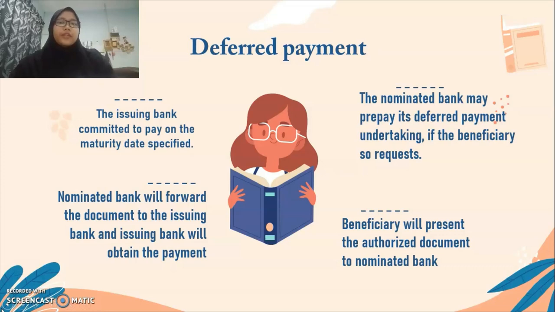Deferred payment. If a credit is available with a nominated bank by deferred payment, the nominated bank may honor by incurring a deferred payment undertaking for a complying presentation. By incurring a deferred payment undertaking, the nominated bank undertakes to pay the beneficiary at maturity. The nominated bank may prepay its deferred payment undertaking if the beneficiary requests. To be reimbursed, the nominated bank must forward the documents to the issuing bank or confirming bank. If the nominated bank is also a confirming bank, a deferred payment undertaking is incurred when a complying presentation is made, and the confirming bank must pay at maturity.